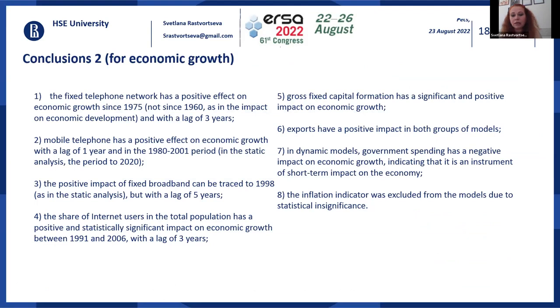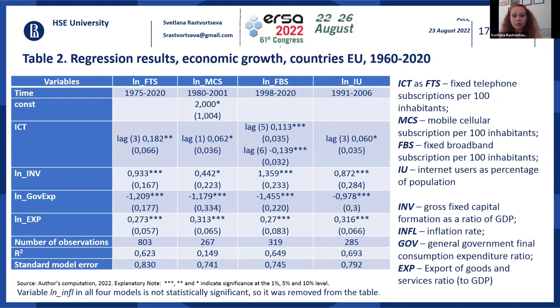You can see that these models use lag values for different ICTs. For example, for fixed telephone lines, it's 3 years of lag. It gives some economic growth in 3 years. For mobile telephones, in a year. For fixed broadband, in 5 and 6 years; in 6 years it's negative. And for internet users, in 3 years.